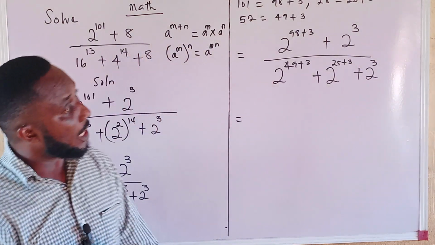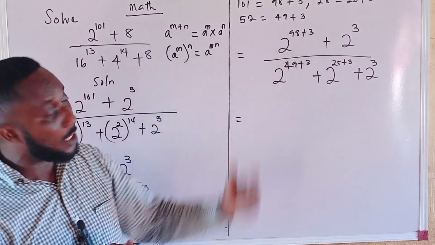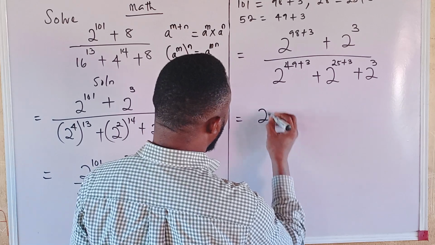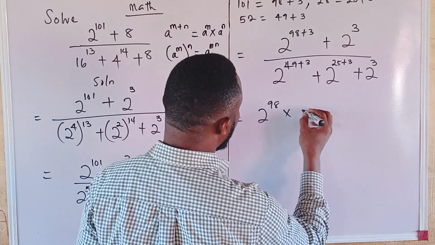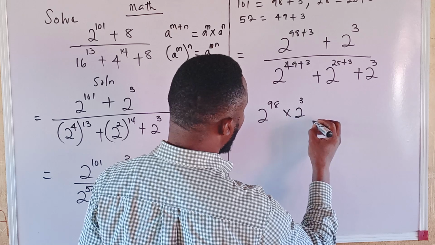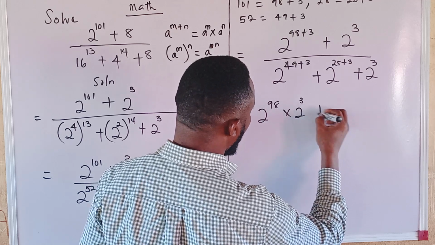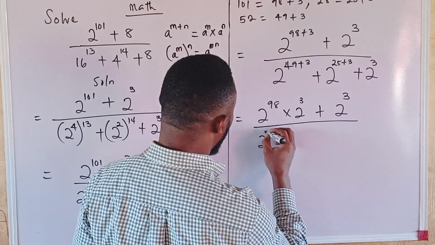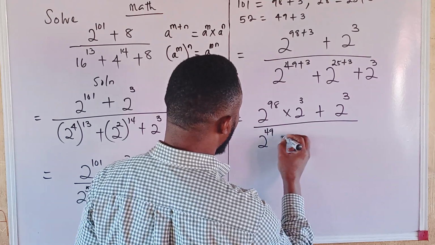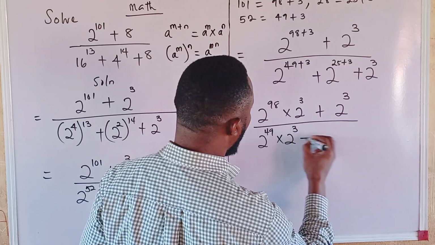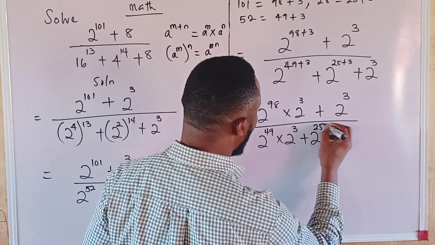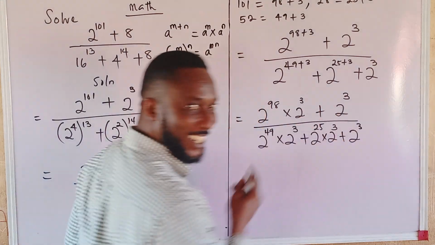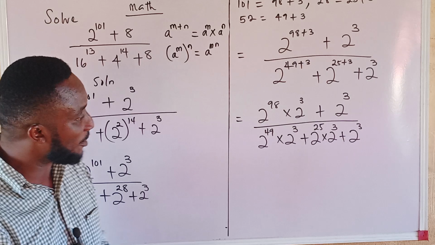The next thing is this. I will use the reverse product rule to split this expression. So we will be having 2 to the power of 98 multiplied by 2 cubed. So you can see what we are trying to do here, plus 2 cubed all upon 2 to the power of 49 times 2 cubed plus 2 to the power of 25 times 2 cubed plus 2 cubed. Can you see this? This is interesting.